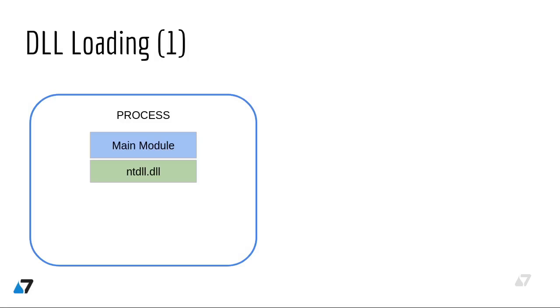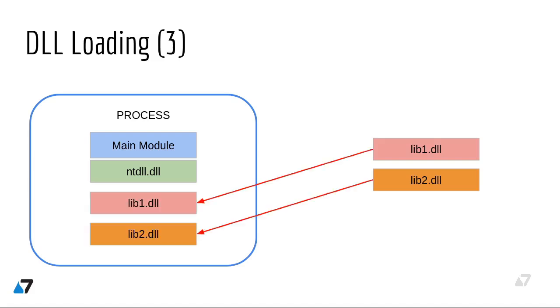Before we jump to DLL hijacking and DLL proxying, let's first discuss how dynamic libraries are loaded into a process. When a new process is started, the System Loader loads the main module of the application as well as ntdll.dll library into the address space. Then it checks if there are any additional libraries needed by the program, and if so, they will get loaded as well. Okay, so that's basically how it works.